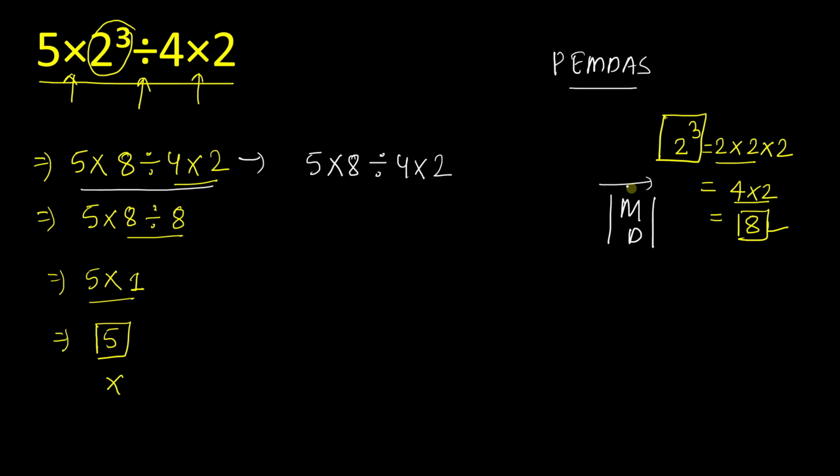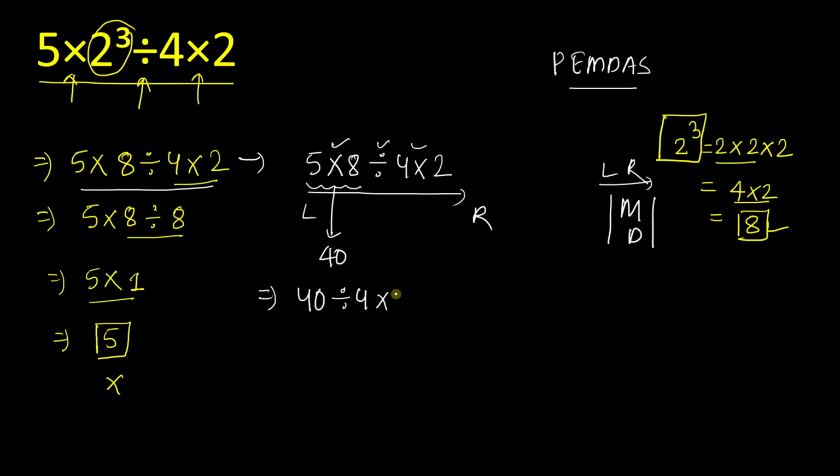And here, all three operations are multiplication and division. So we will do left to right for the whole expression. For the first step, we have the leftmost operation, which is 5 times 8. When we operate, we get the answer 40. So we can write 40 divided by 4 times 2.